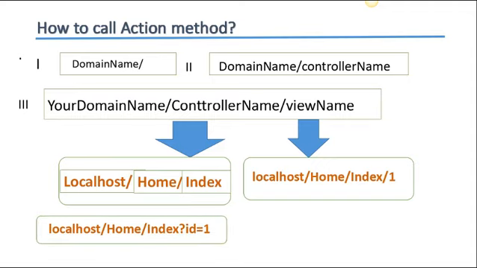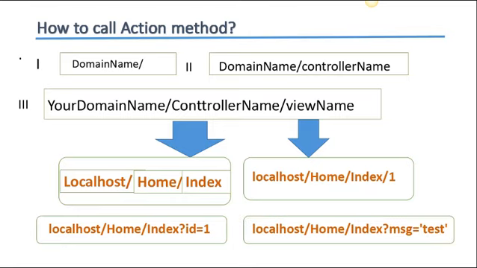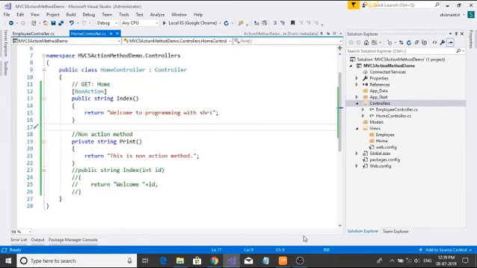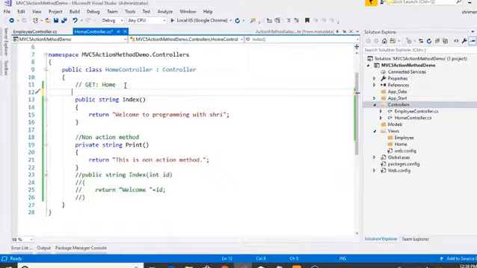We can also call the parameterized index method by using the query string, like localhost / home / index ?id=1. We can call the same as a query string for the string type of parameter, like localhost / home / index ?msg=text. So we will understand programmatically how we can call the index method.